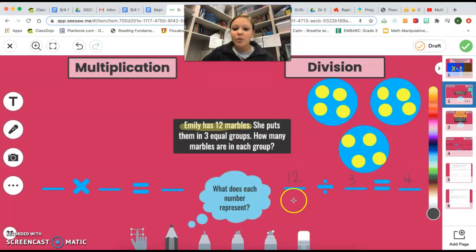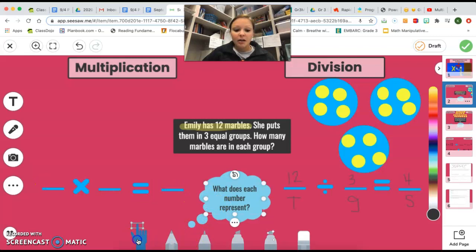So let's label what we have. We know that the total was 12, so I'm going to put a T for total. We know that the 3 represents the number of groups. I'm going to put a G for groups. And we know that there are 4 marbles in each group. So I'm going to put an S for size of group. We can use the same problem to write a multiplication equation.